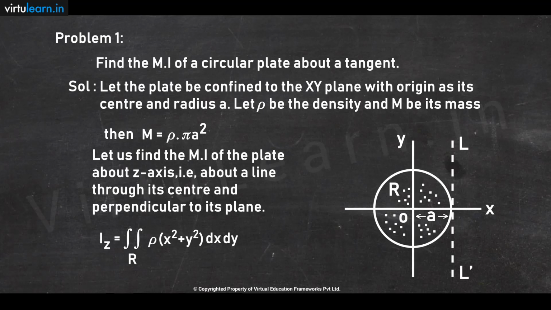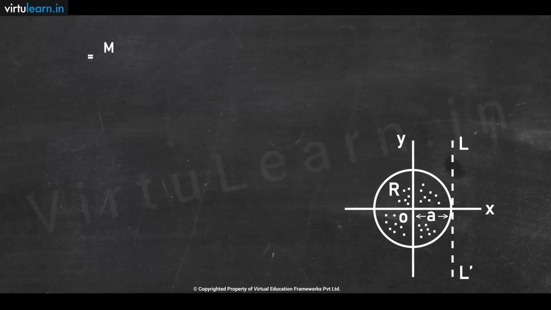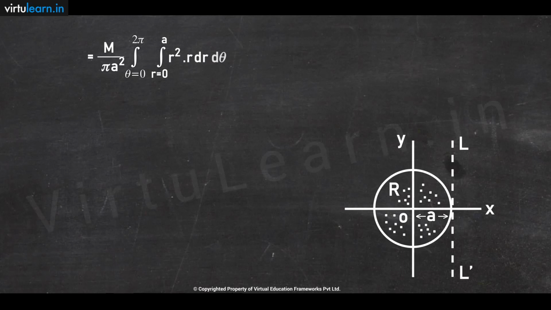From the earlier relation, m is equal to rho into pi a square, so rho is m by pi a square. So we get Iz is equal to m by pi a square into the integral theta from 0 to 2 pi, integral r from 0 to a, r square into r dr d theta. What is the reason for this? Because we want to express the moment of inertia in terms of the total mass. That is why we have rewritten in this fashion.